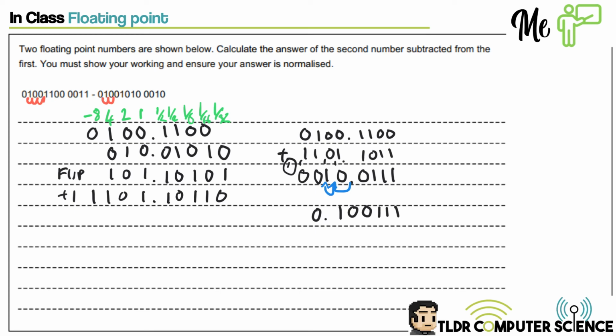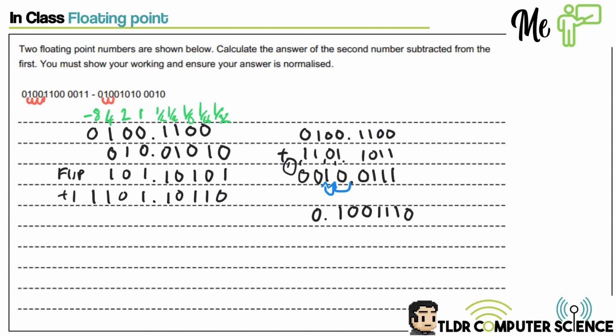0.100111. How many? 1, 0. See in here, we've got 1, 2, 3, 4, 5, 6, 7, 8. 1, 2, 3, 4, 5, 6, 7. So what will I need to do? Pad with a 0. And what's my exponent? 0, 0, 1.